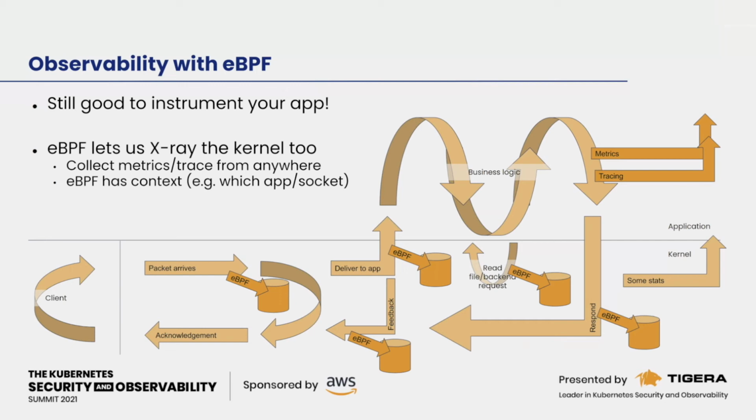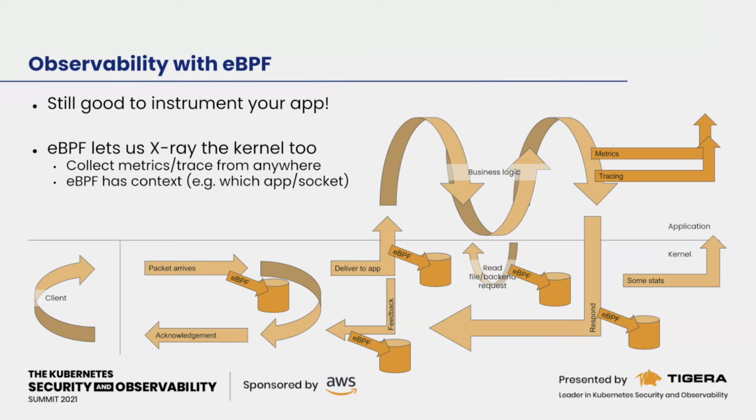eBPF really lets us get a sort of X-ray view of the things that are going on in the kernel and add those into the mix for our observability and tracing. In the example I've given here, a packet arrives. Well, if you're running the Calico BPF data plane, that means a BPF program gets activated at that point. In that program, we get all kinds of information about the packet.